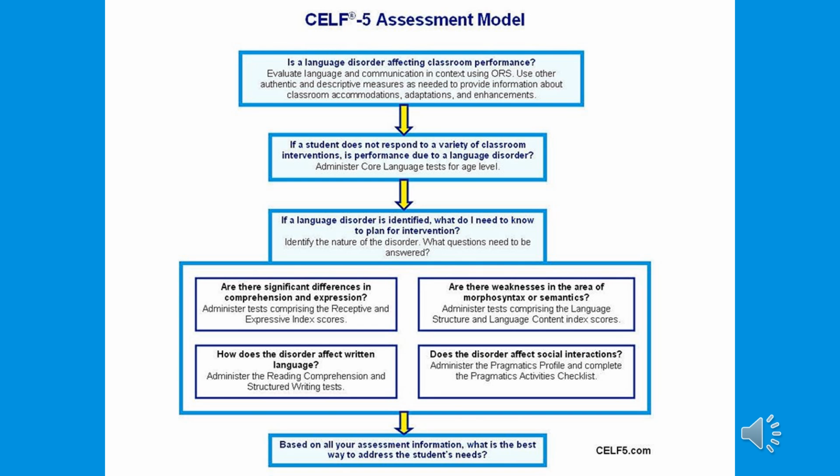So the 4 questions that they provided are: are there significant differences in comprehension and expression? How does the disorder affect written language? Are there weaknesses in the area of morphosyntax or semantics? Does the disorder affect social interactions? So depending on if you answer yes or no to these questions, you'll administer different tests to the child. Then finally, based on all of your assessment information, you figure out what is the best way to address the student's needs. It's kind of a nice model. Puts it all there for you.